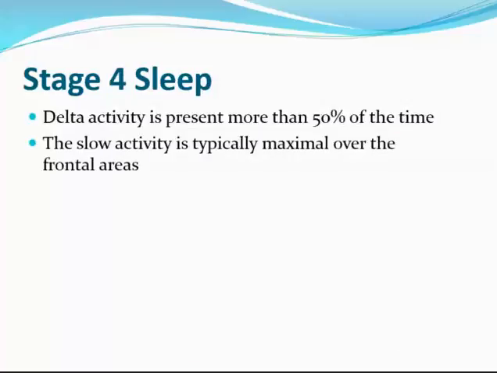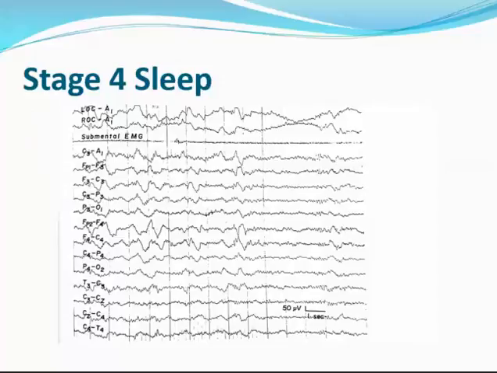Delta activity is present more than 50% of the time in stage 4 sleep. That's not what we're talking about now. The slow activity is typically maximal over the frontal areas. And an example in a picture there, this is showing anteriorly predominant delta activity present more than 50% of the time in voltage greater than 75 microvolts.